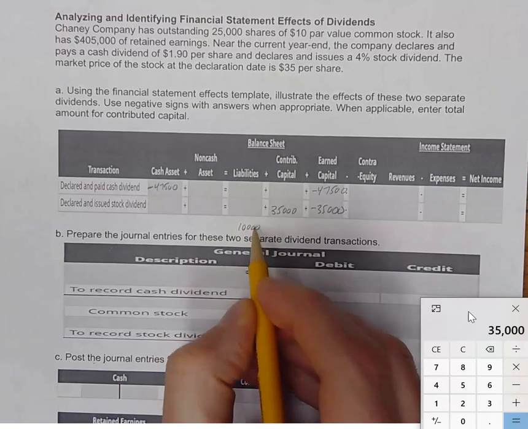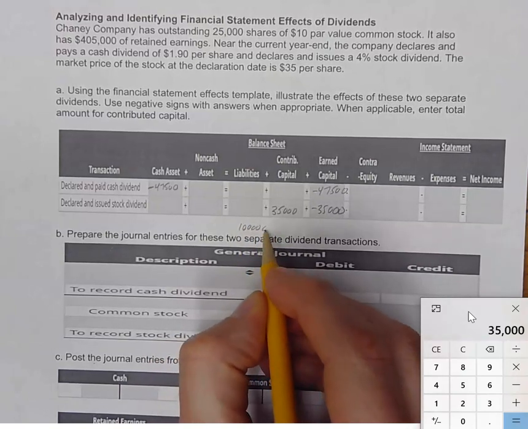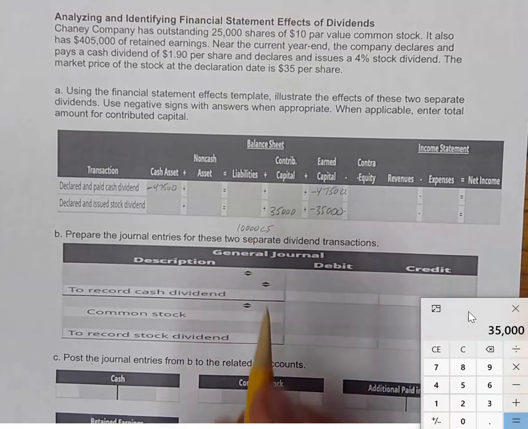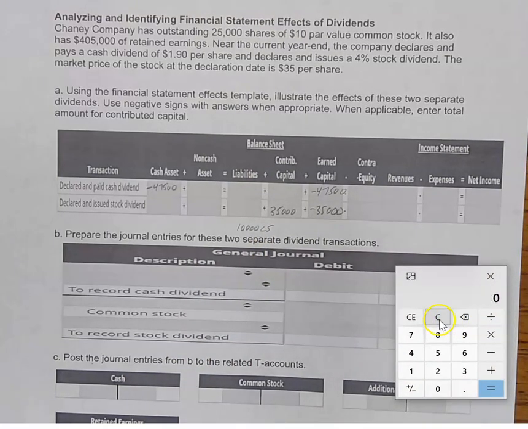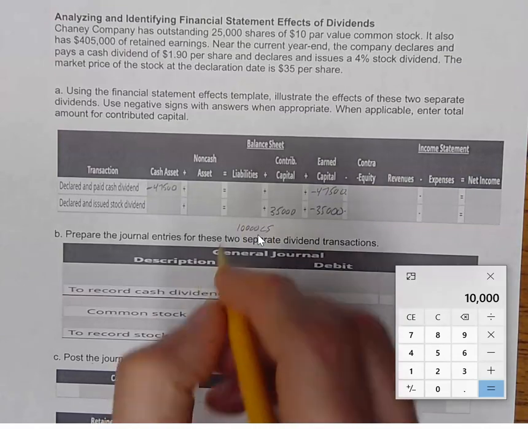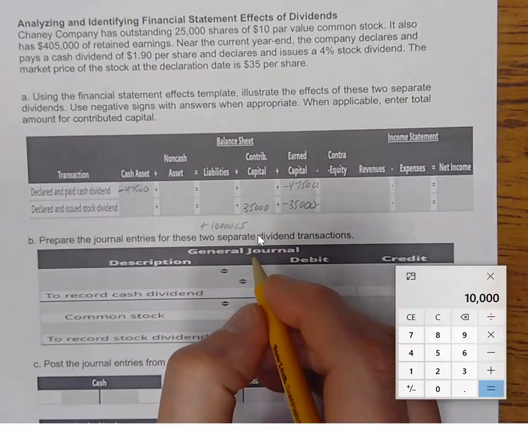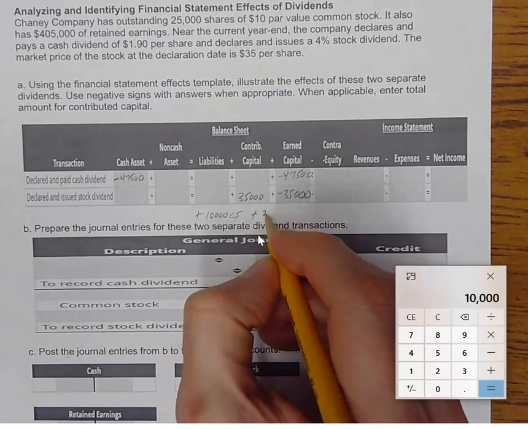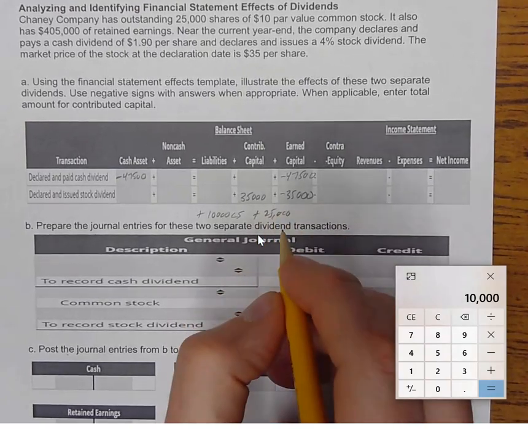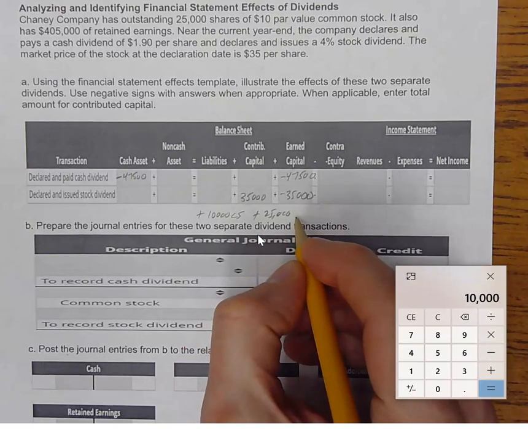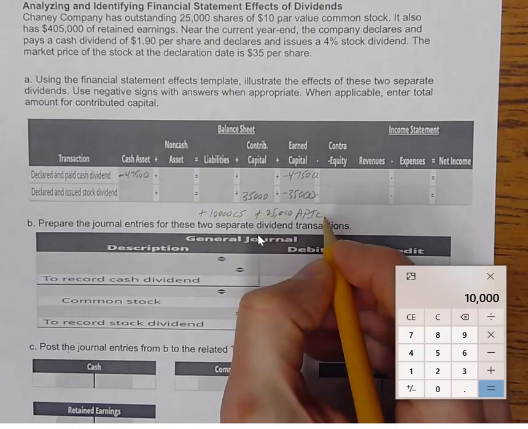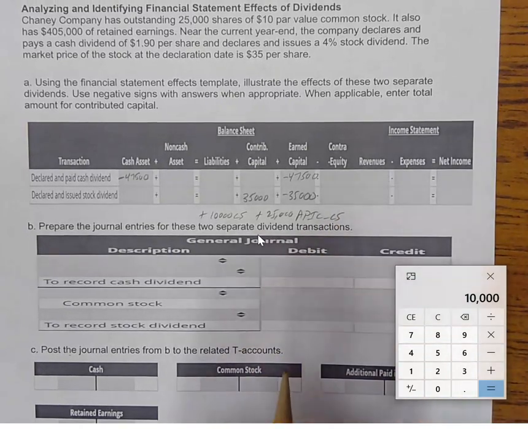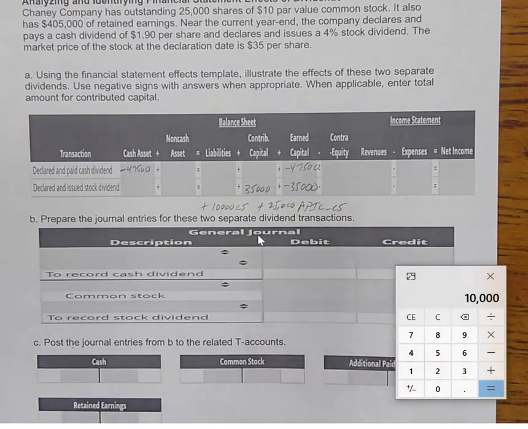we have a $10,000 increase to common stock, which is simply, let's move this back up here, the 1,000 shares in the stock dividend times the par value of $10 gives us a $10,000 increase to common stock. And then we also have a $25,000 increase to additional paid-in capital common stock. Okay, or just additional paid-in capital is fine.